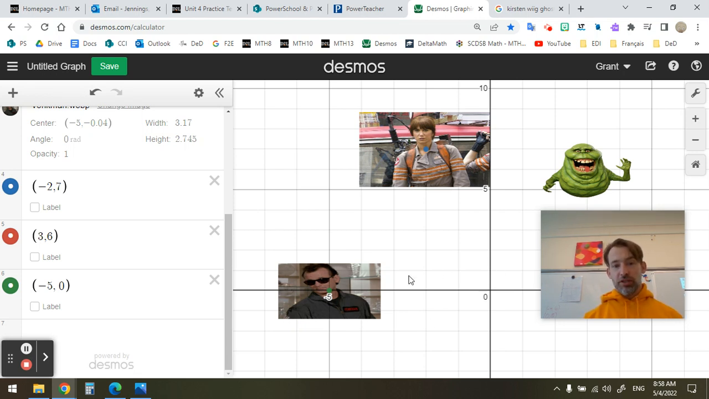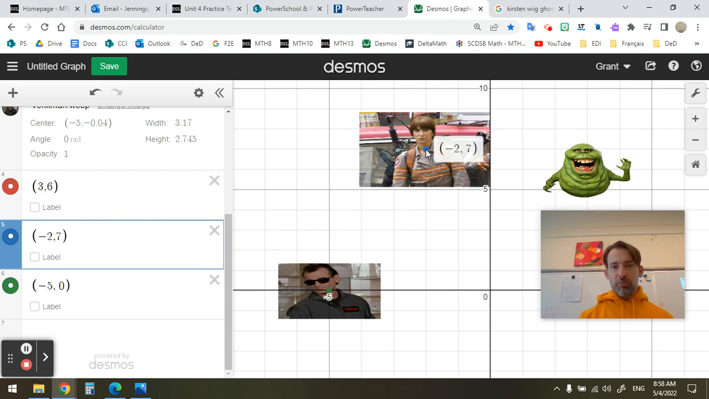Here we want to find the equation of two lines. These lines want to intersect at Slimer because we have two Ghostbusters here, and they want to cross the streams where the ghost is. The centers of each Ghostbuster are the green point and the blue point, and Slimer is at the red point. So let's first hook up Kirsten Wiig with Slimer.